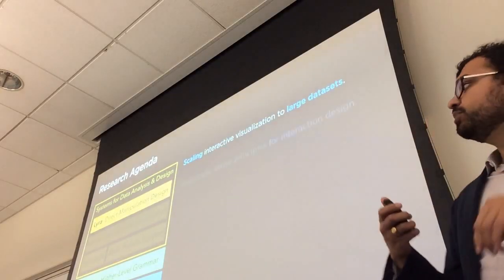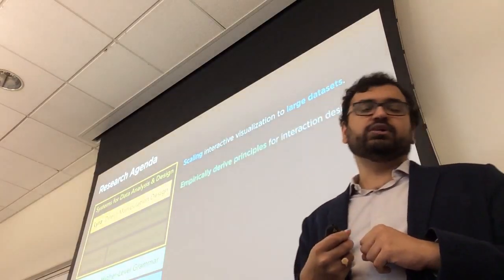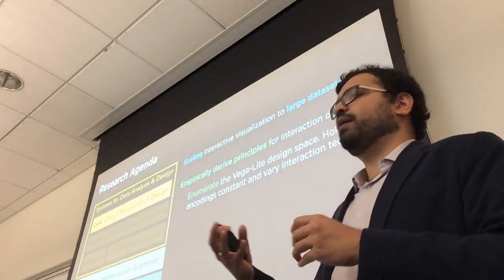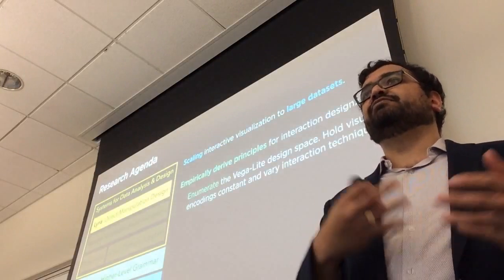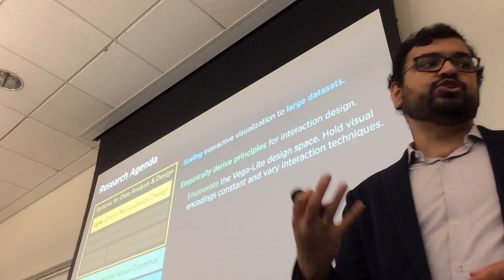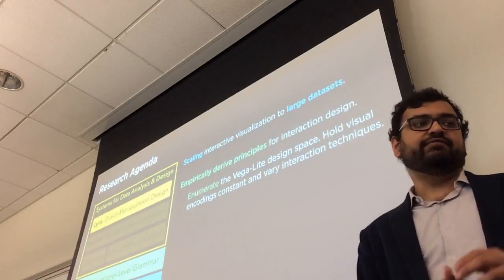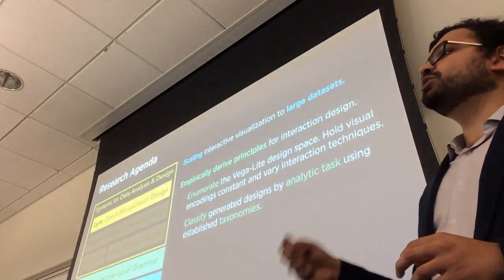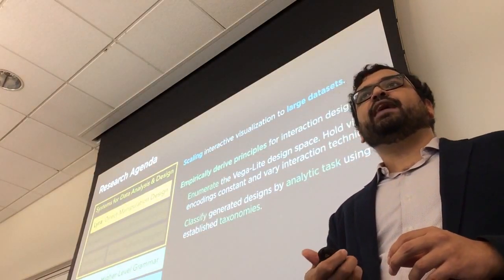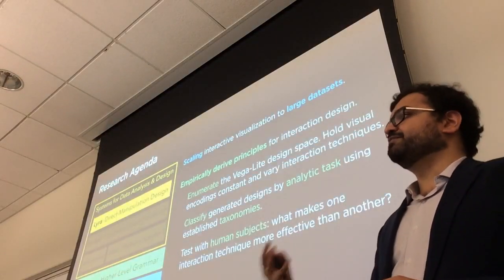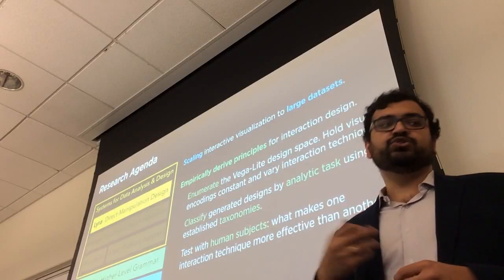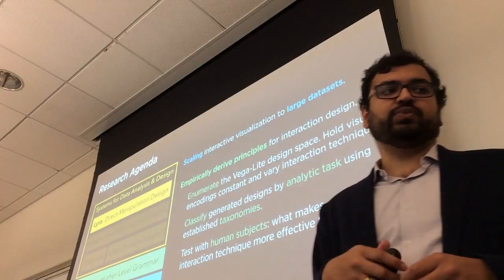At the Vega-Lite level, we might start to empirically derive principles for interaction design. And this is analogous to how we understand what makes effective visual encoding. We've done a bunch of graphical perception studies. Can we extend that to interaction techniques? So can we enumerate the Vega-Lite design space, and with each of those generated designs, can we classify them based on some analytic task that they answer? And finally, can we put all of those alternatives in front of users to understand what are those contextual things that a user really responds and resonates with?